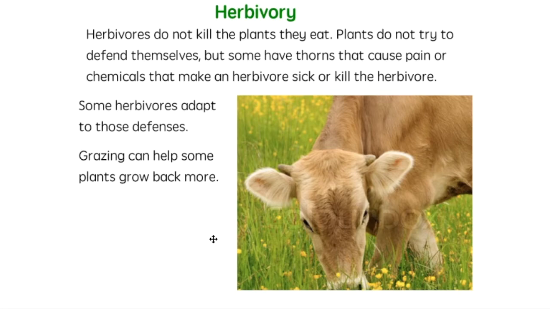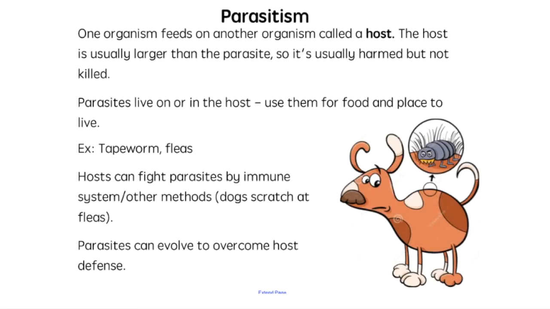Sometimes herbivores adapt to those defenses. Maybe a bird pecks at a type of berry instead of eating the whole thing. That could be part of it. And grazing in this picture can actually help the plants grow back better or reseed the field, because as the cow eats the grass, it might eat the seeds, and then cow manure is great and fertile for grass.